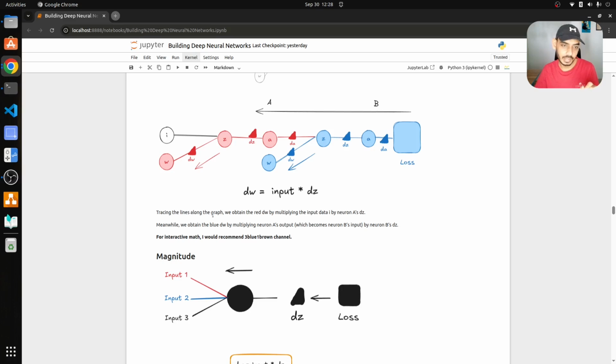Tracing the line along the graph, we obtain dW by multiplying the input data I by neuron A's dZ. So we calculate dW by taking the input and the dZ coming from here. Meanwhile, for the blue dW, we calculate it by multiplying the neuron's output, whatever output comes from here, and whatever dZ comes from this neuron.